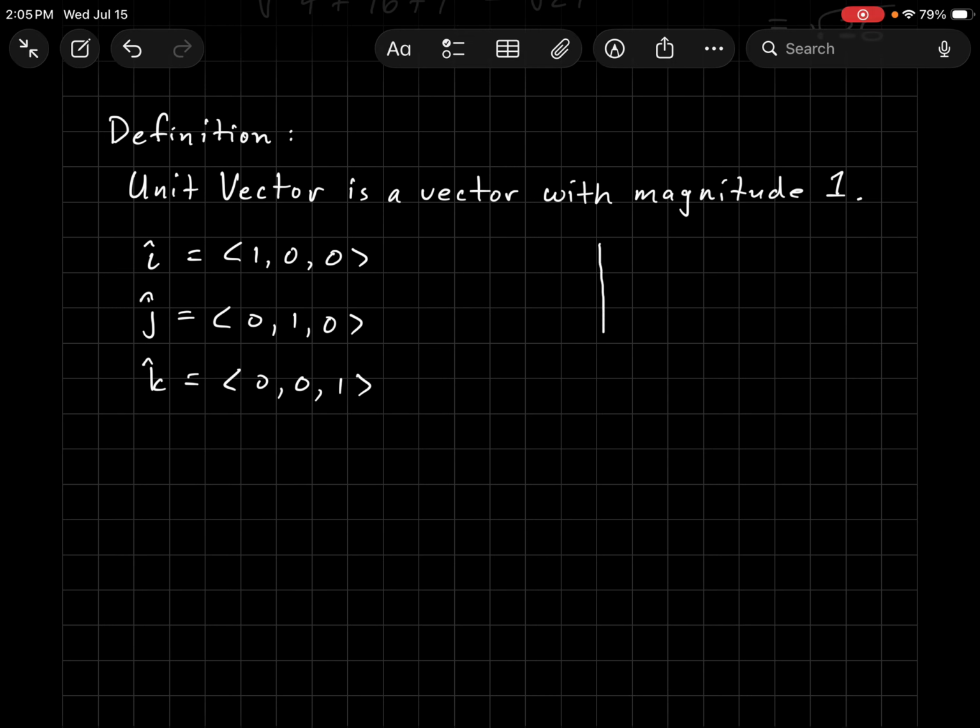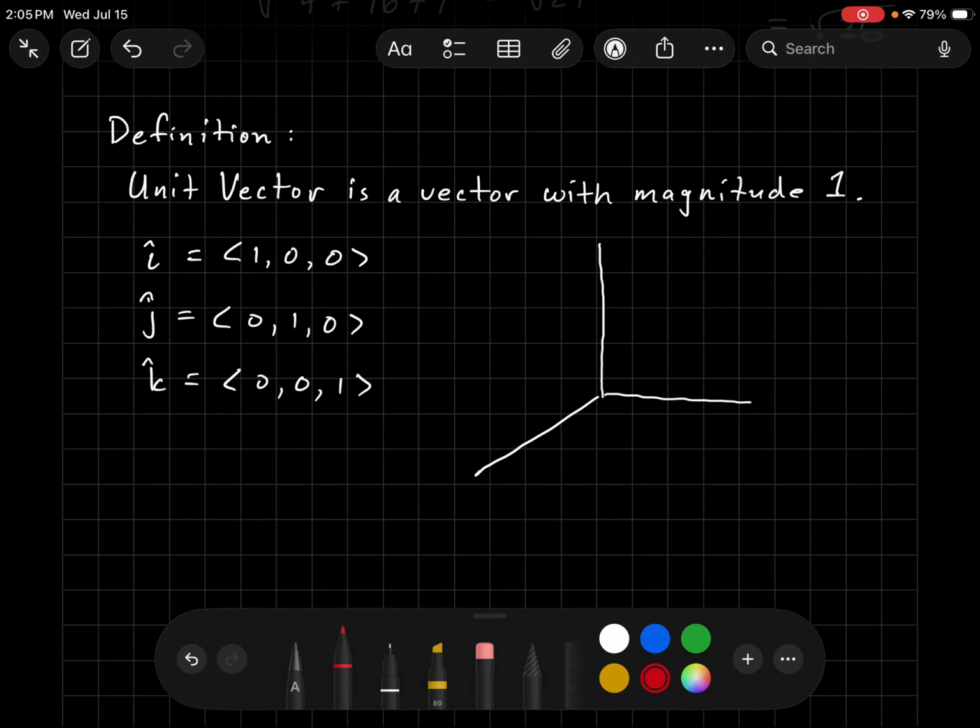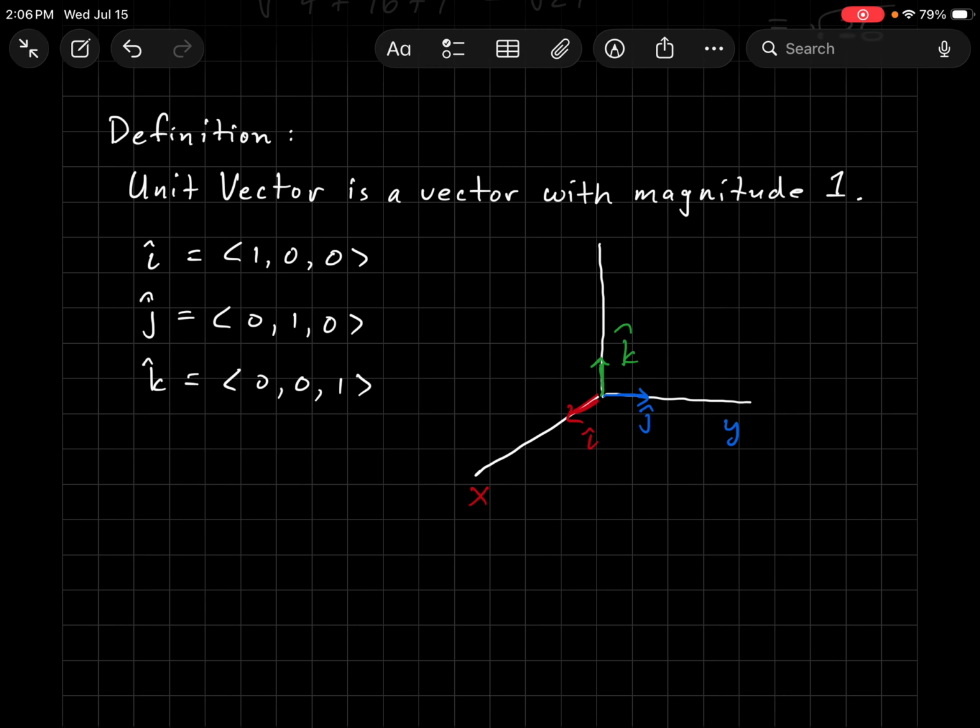So these are the vectors that have a magnitude of 1 in or along the different axes. So this one here, this is the x-axis. This would be the unit vector i. And then in this direction, since this is the y-axis, that would be the unit vector j. And then up the z-axis, that would be the unit vector k. So our standard unit vectors.